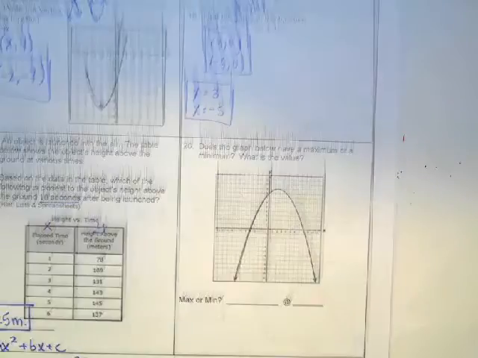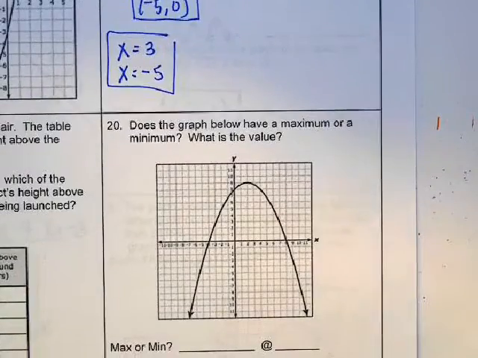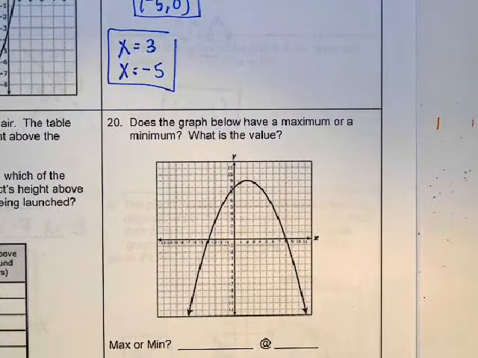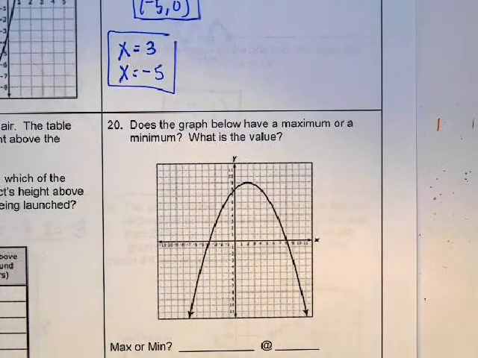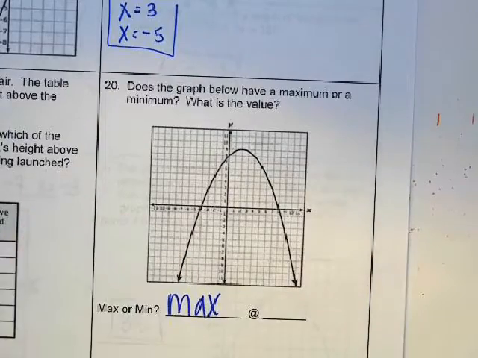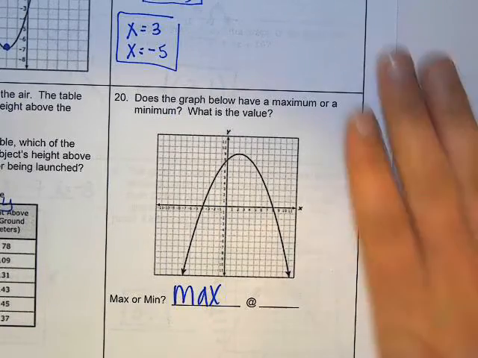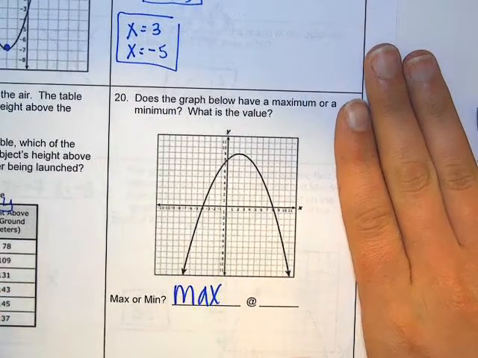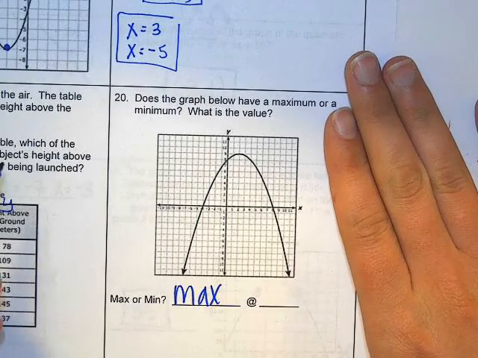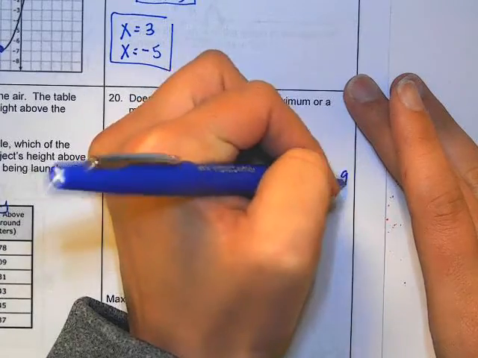All right, number 20. Does the graph below have a maximum or a minimum, and what is the value? Okay, is my vertex at the highest or the lowest? Highest, so that's a max. And then it wants to know, what is the value of the maximum? How high or how low is this? It's high, but how high? 2.9. Okay, I only want 1 point. Okay, you guys are saying 2.9.